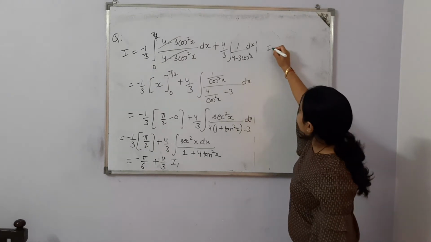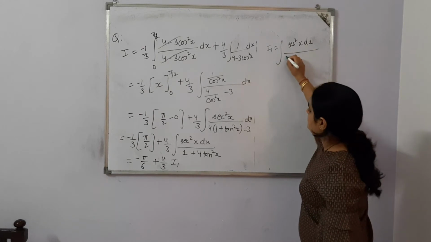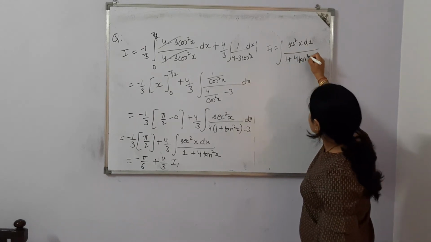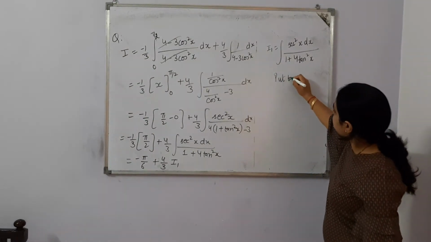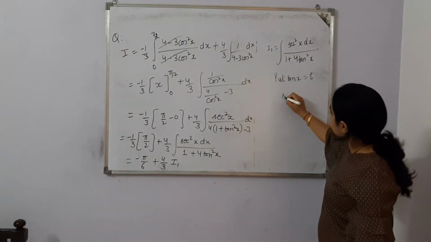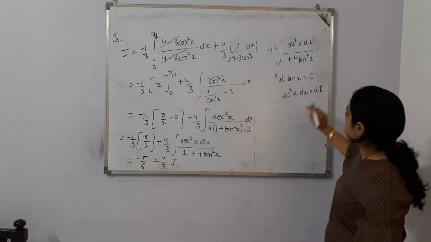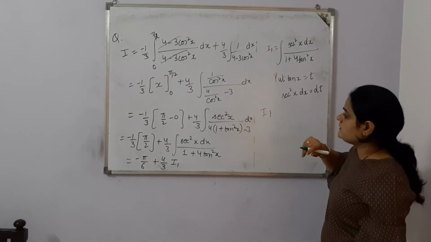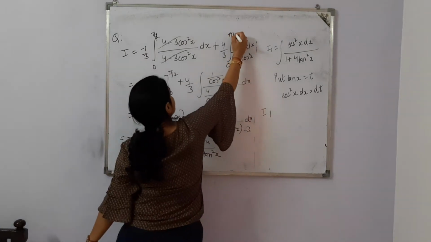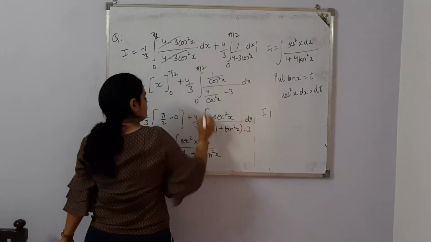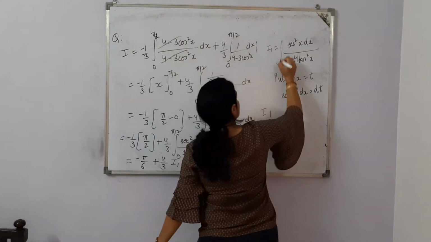Now what is I1? Secant square x dx upon 1 plus 4 tan square x. Now you can see that we will substitute tan x equals t, then its derivative, secant square x dx, which is available in this integration, equals dt. And here the limits are 0 to pi by 2.